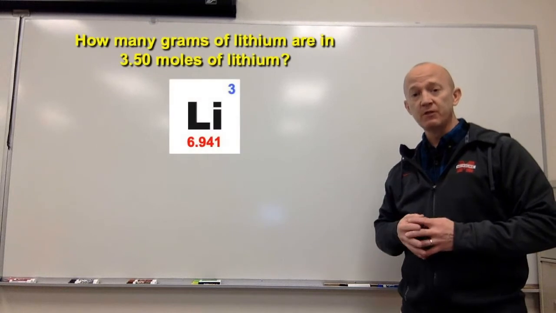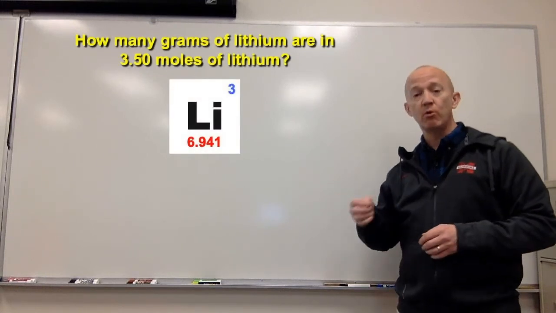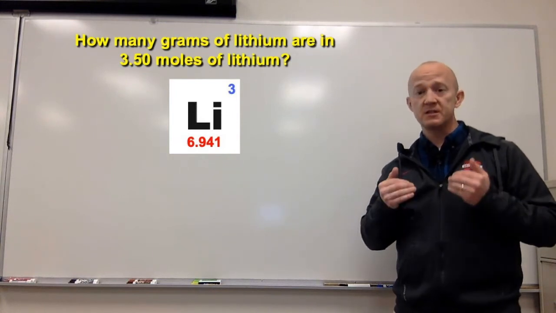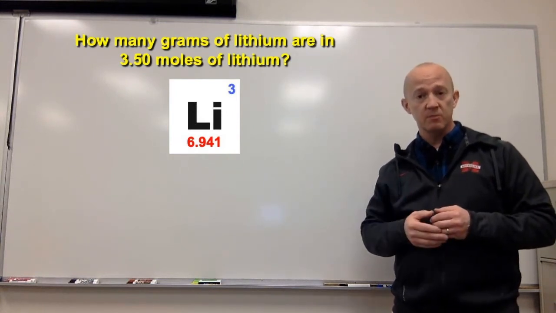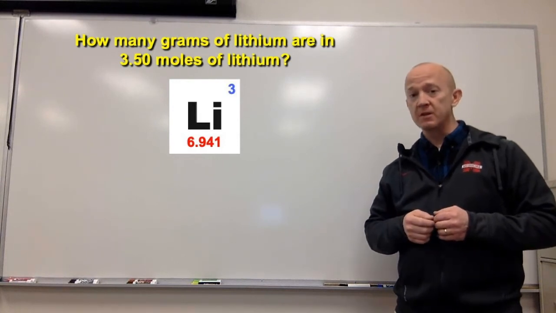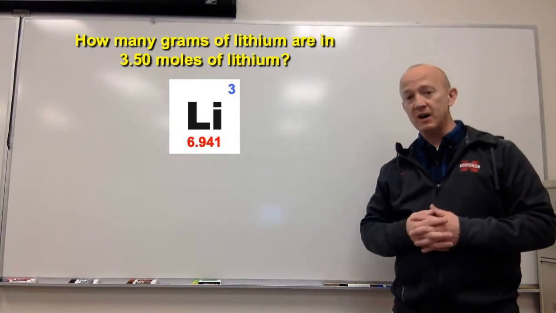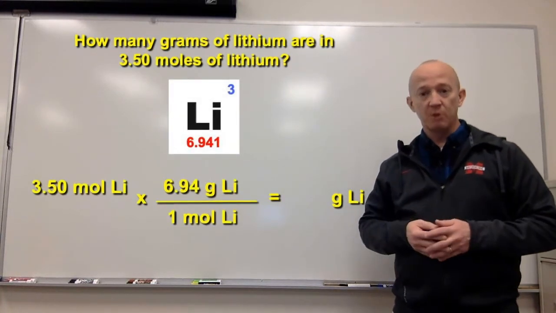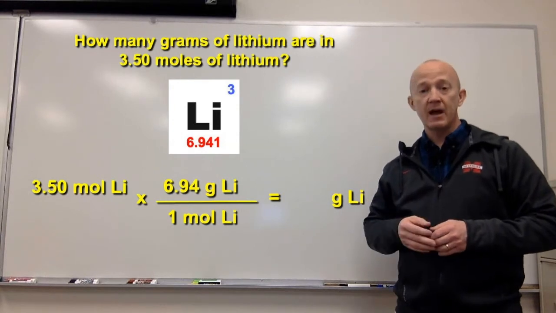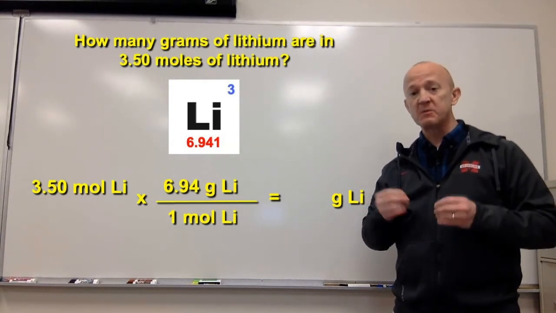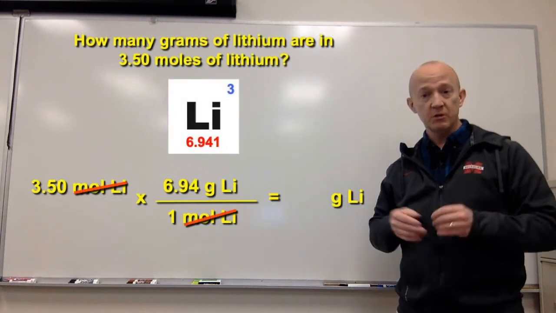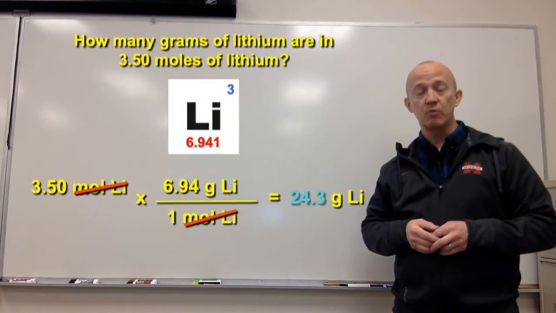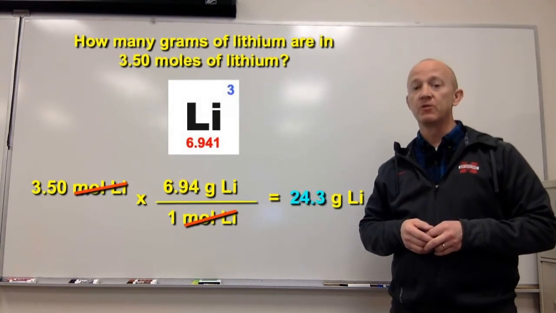How many grams of lithium are found in 3.5 moles of lithium? Remember, that number that's underneath the lithium is the atomic mass, but it's also the molar mass. So 1 mole of lithium is going to have a mass of 6.941 grams. We can simply multiply 3.5 moles by the molar mass, 6.94 grams per mole. In doing so, the mole units cancel and you're left with grams. So in 3.5 moles of lithium, we have 24.3 grams of lithium.